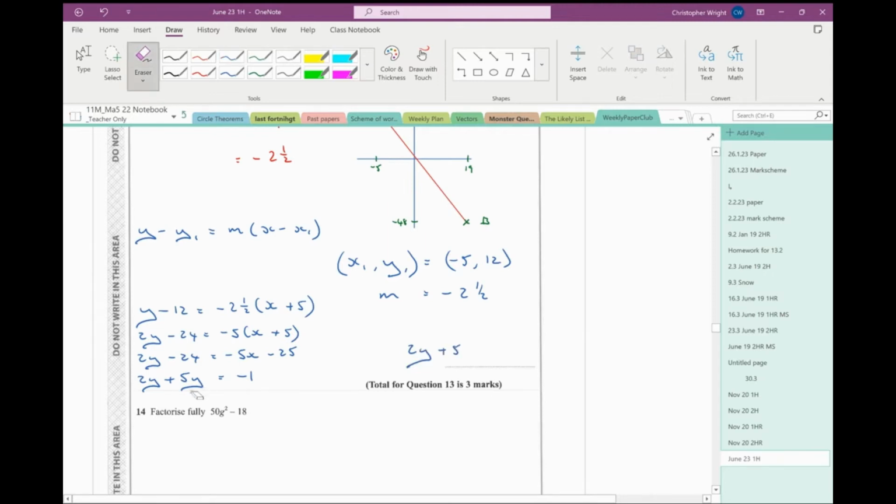So my line is 2y plus 5x equals minus 1. Or if you did it in terms of y equals mx plus c, you would have had y equals minus 5 over 2 x minus a half, which would be the same.